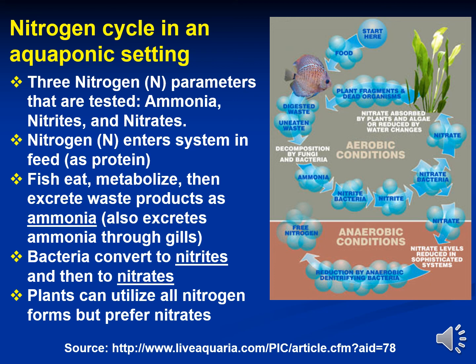When we feed the fish, the protein from the fish feed is metabolized by the fish and the waste product is excreted as ammonia. The nitrifying bacteria, which naturally occurs in the environment, converts ammonia to nitrite and then from nitrite to nitrate. Plants are known to utilize all three nitrogen products, but they prefer nitrates.